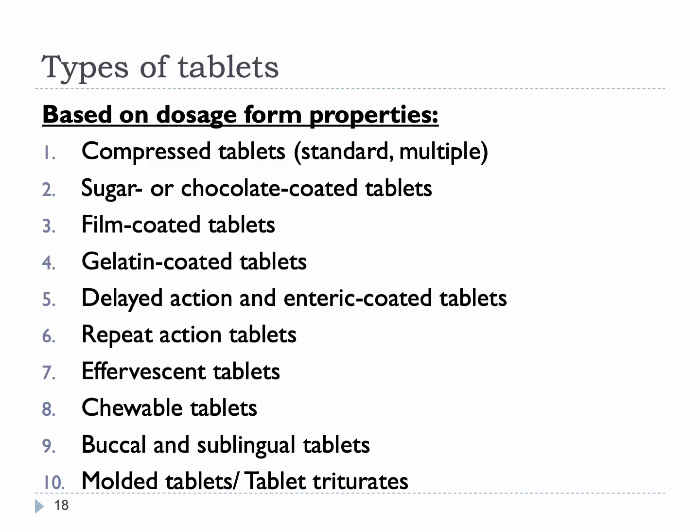After we learn about the excipients used for tablets, now we learn the types of tablets. The types of tablets are categorized based on different factors. Based on dosage form properties, in general, we have 10 types of tablets: compressed tablets, standard or multiple compression, sugar or chocolate coated tablets, film coated tablets, gelatin coated tablets, delayed action and enteric coated tablets, repeat action tablets, effervescent tablets, chewable tablets, buccal and sublingual tablets, and molded tablets or tablet triturates.